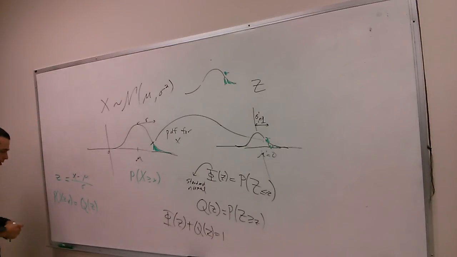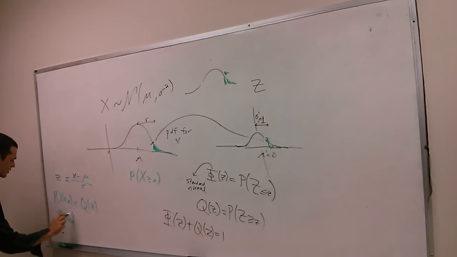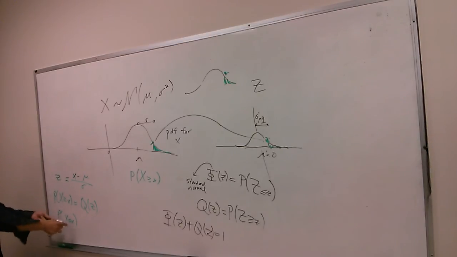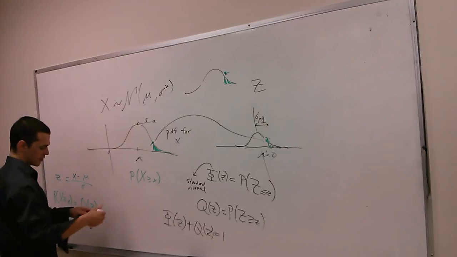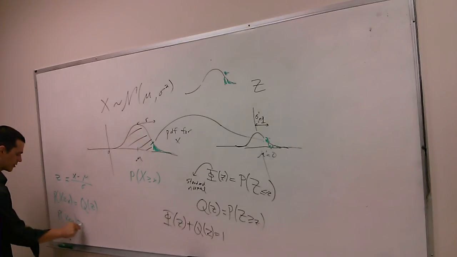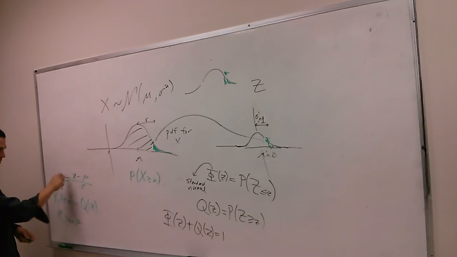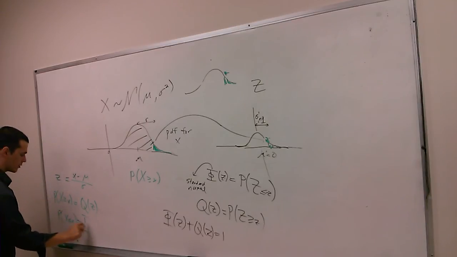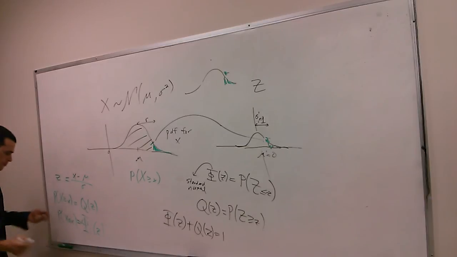Somebody arbitrarily decided that. You could just as well calculate the probability that X is less than or equal to little x. So big X, the random variable, is less than or equal to this x. You could calculate this probability using phi. So just get the z-score here, and then calculate phi of little z.